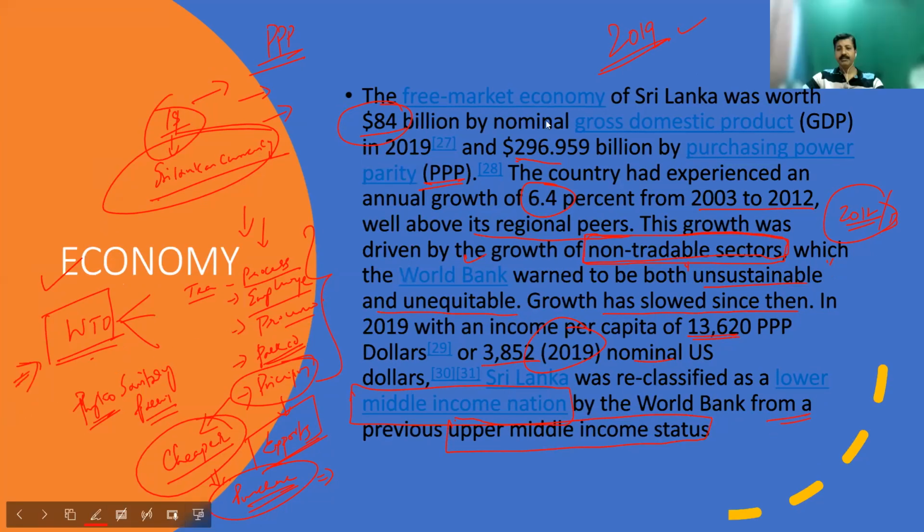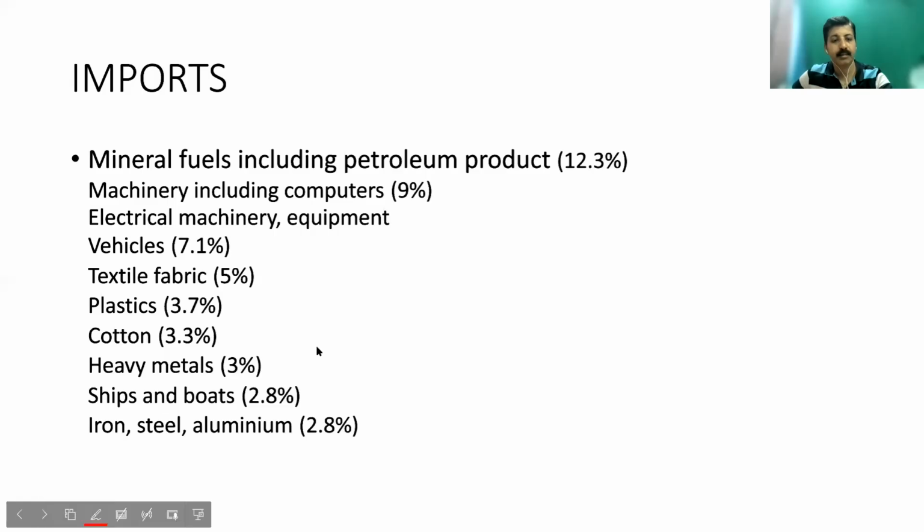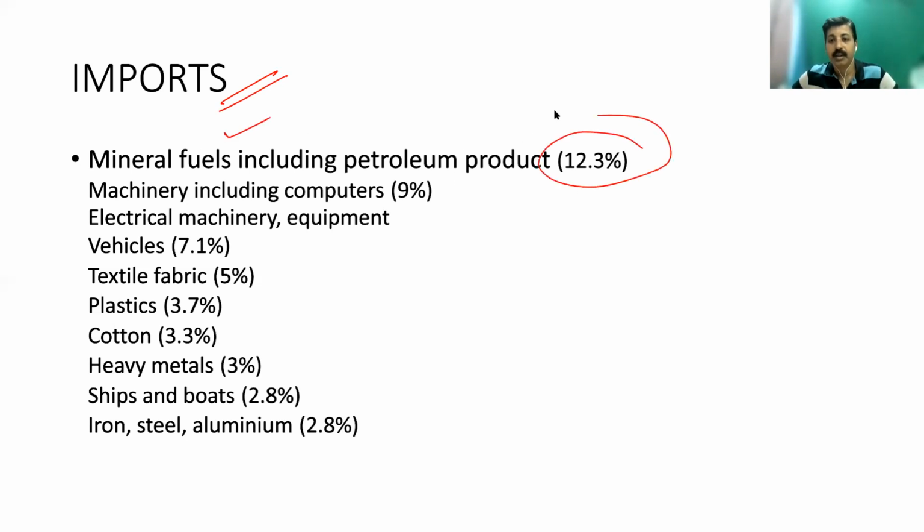Am I clear? So these are all the major steps they have done. Okay. And the next important thing is where Sri Lanka is importing from. The major import comes from mineral fuel, including petroleum products. Out of the entire 100% of imports, petroleum products and mineral fuel account for 12.3%.